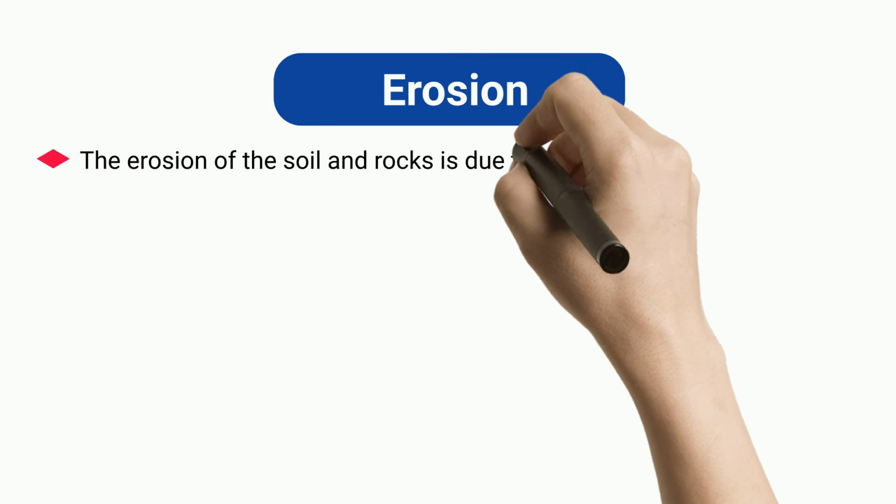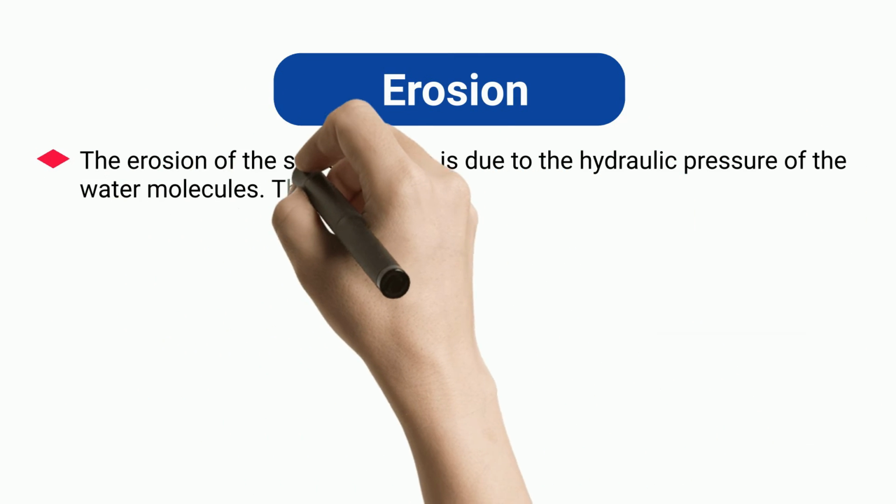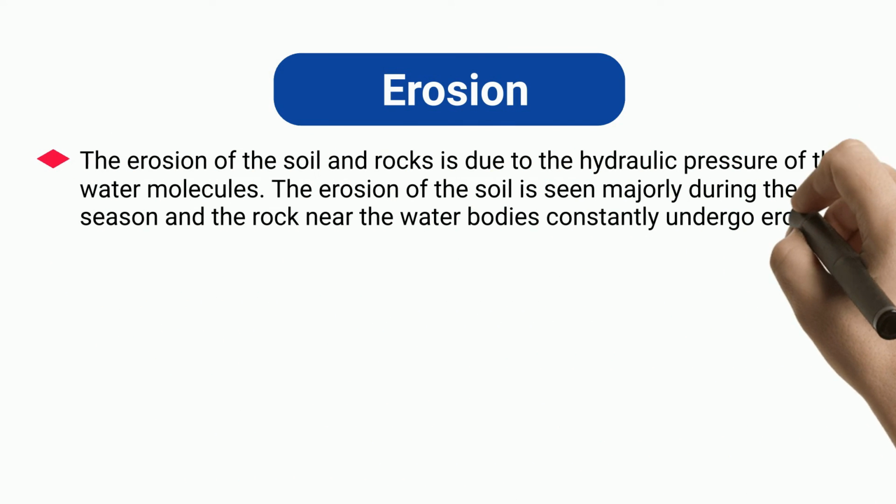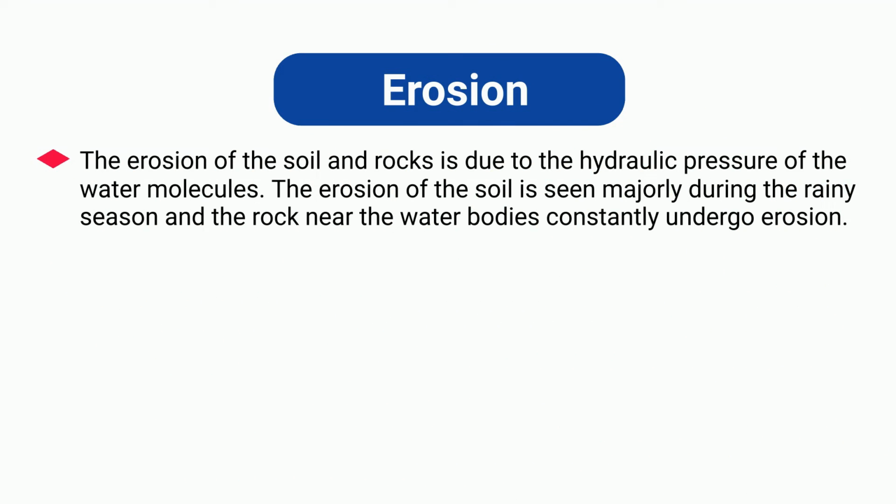Erosion. The erosion of the soil and rocks is due to the hydraulic pressure of the water molecules. The erosion of the soil is seen majorly during the rainy season, and the rock near the water bodies constantly undergo erosion.